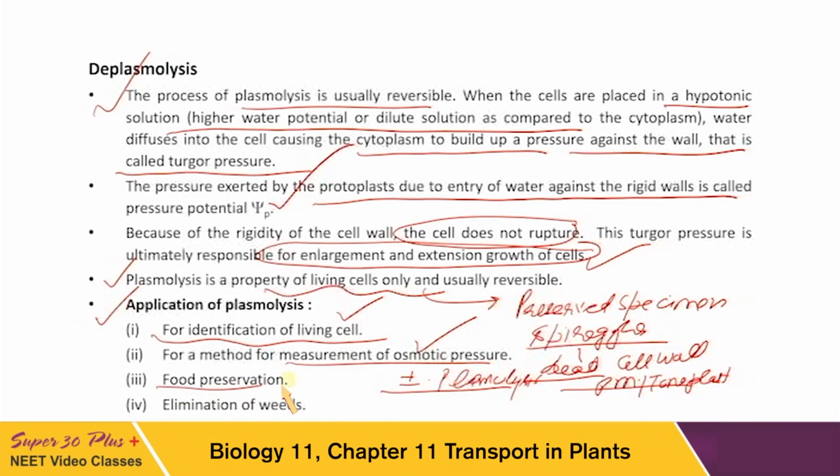Food preservation, that is jams, jellies and pickles. These are being preserved because of plasmolysis. If any unwanted bacteria or fungus spore comes, instantly it will be plasmolyzed and it will not grow. Elimination of weed: in the root of weed, if we put some concentrated solution of sodium chloride, exosmosis will take place and the weed may die.